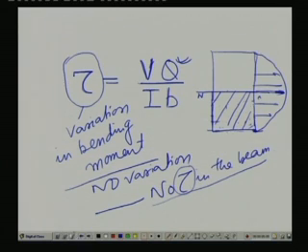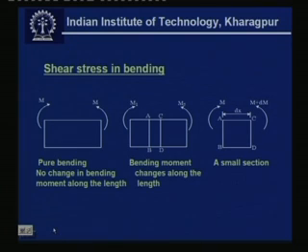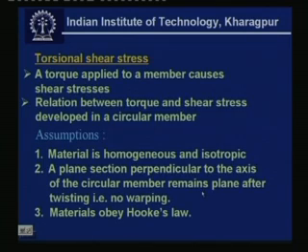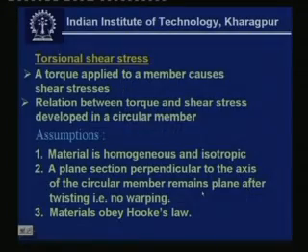Now, this particular study of the shear stress in bending we have just concluded, and the next one to be discussed is the torsional shear stress that is arising due to the application of torque onto the machine element. Now, when a torque is applied to a member, then it causes a shear stress. So, what we have to find out? We have to find out the relationship between the torque and shear stress developed in a circular member.